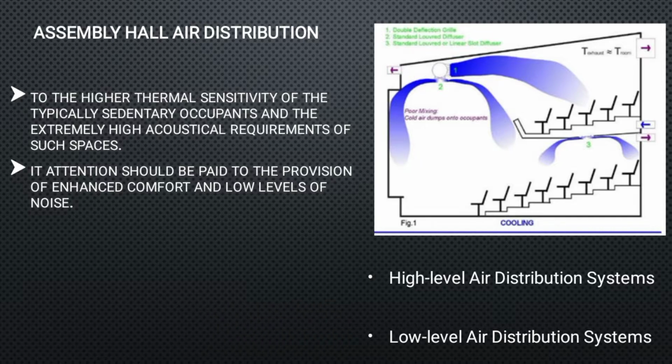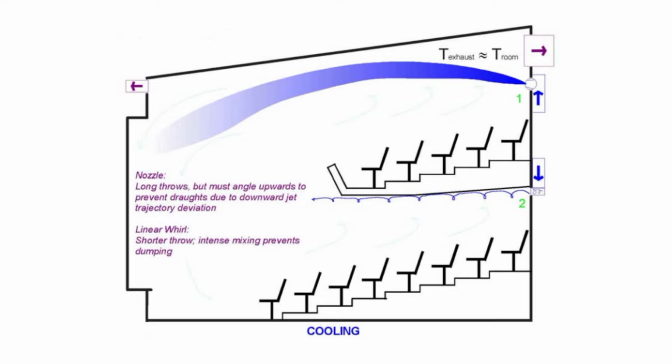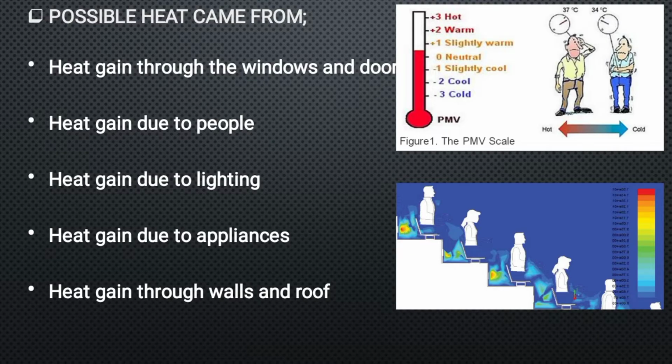Another type of distribution system is the low-level air distribution system, which is combined with high-level extraction and is designed to improve levels of comfort and air freshness and to reduce system capacity requirements by restricting conditioned air to the occupied space, by allowing heat and pollutants emanating from this space to separate into a hot, high-level blanket of contaminants, and by exhausting this concentration of heat and contaminants to the outdoors. Possible heat comes from heat gain through the windows and doors, heat gain due to people, lighting, and appliances, and heat gain through walls and roof.